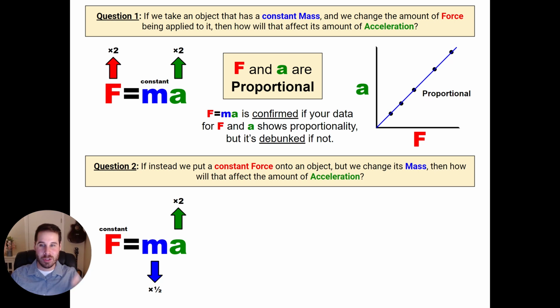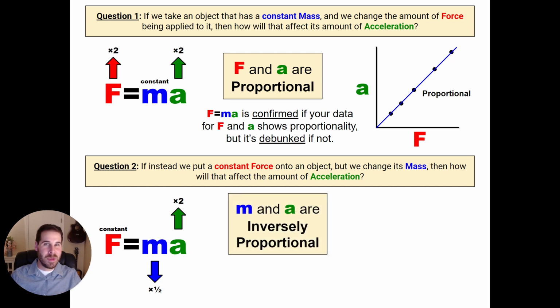So half the mass results in twice the acceleration. And again, this kind of makes sense because halving one of the things and doubling the other thing and then multiplying them together should equal the same amount that you originally had for your answer. So instead of being proportional, we would say in this case that m and a are inversely proportional.